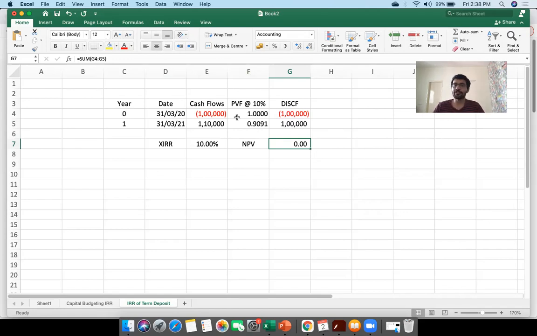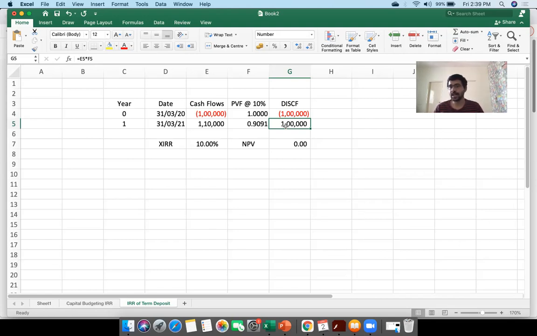Which means that if I discount the cash flows using the IRR, the NPV is actually zero. In other words, the IRR is a rate of return at which the NPV is equal to zero. The discounted cash inflow should be equal to the discounted cash outflow. I'll just re-summarize it.